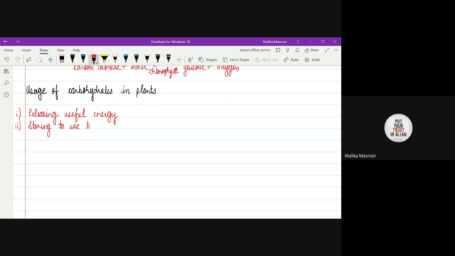Then it's storing to use later. So obviously excess glucose made by plants is stored by converting it into starch. Remember this. Conversion of glucose into starch is important because starch molecules are insoluble in water, so they do not get involved in any of the chemical reactions taking place in the plant cell. They do not affect the concentration of solution inside the cell. Okay, and starch molecules can be broken down very easily into glucose back. So there's no issue.